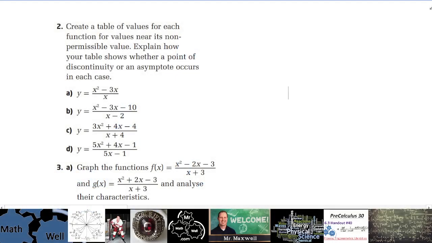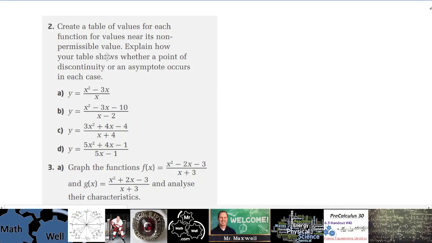Right, so number two. Number two says, for those of you who want a little bit of help with this, it says create a table of values for each function for values near its non-permissible value. Explain how your table shows whether a point of discontinuity or an asymptote occurs in each case.